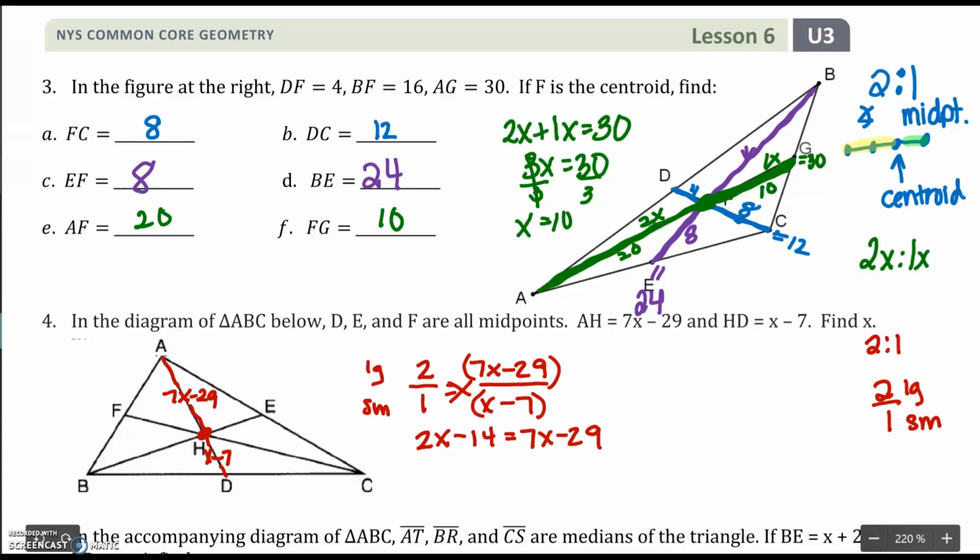And so what we're really doing is we're taking the smaller one and doubling it, because once we double the littler one, it will equal the larger. So 2 times the small will equal the large. And so you can set this up any way you would like to get the equation 2x minus 14 equals 7x minus 29. And then we're going to solve. Subtract 2x from both sides, add 29 to both sides, and then divide by 5, and you'll get that x is 3.